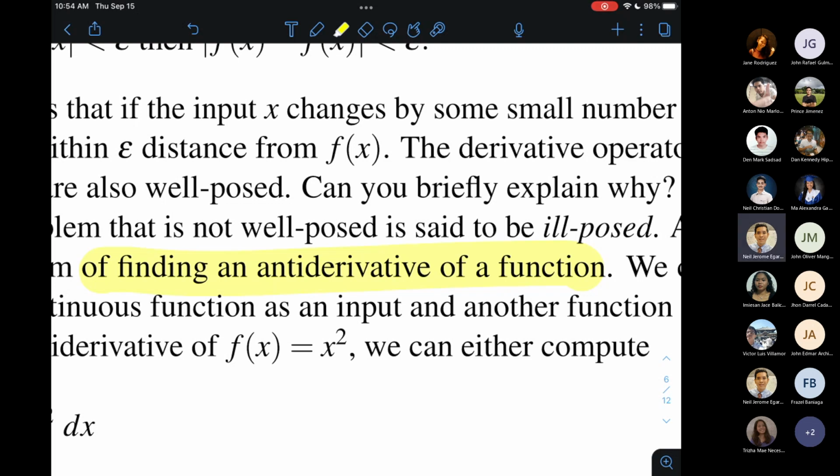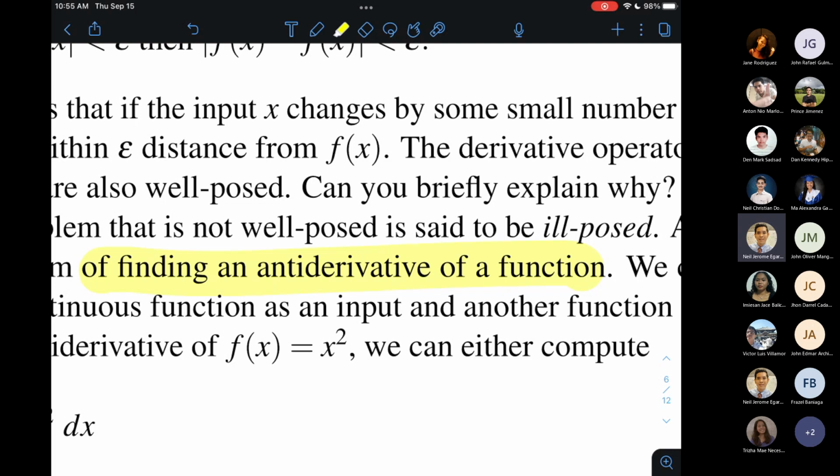Why do you think finding the antiderivative of a function is not well-posed? Yun pala, pagka ang isang problem ay hindi well-posed, ang tawag sa kanya ay ill-posed. Tricia is right. She said sa chat, may plus C kasi dun sa, I guess this is dun sa solution ng antiderivative, right? And that is correct.